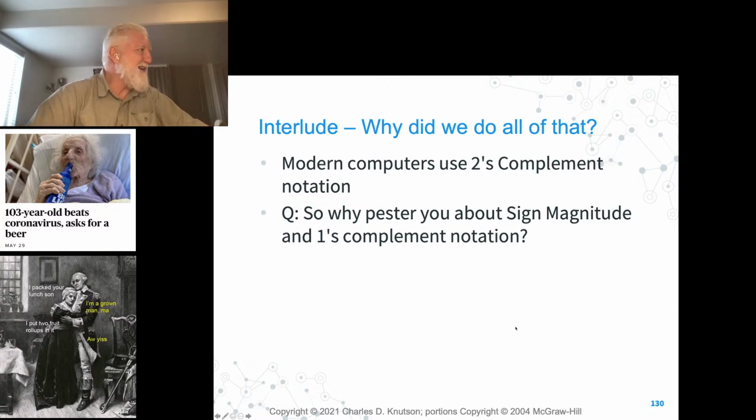So why do we do all that? Why do we drag you through all that to get to two's complement? Why pester you about the others? The sign magnitude idea actually is still kind of an idea under certain circumstances. It does show up sometimes. One's complement mostly doesn't get used.